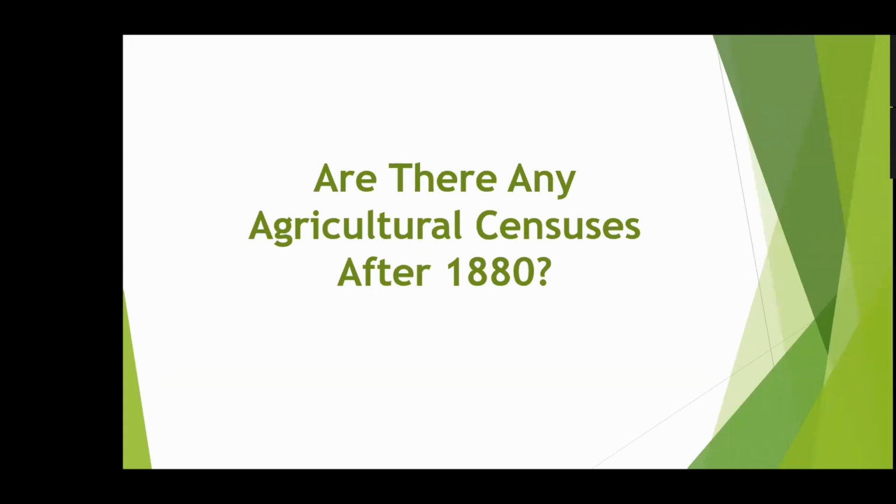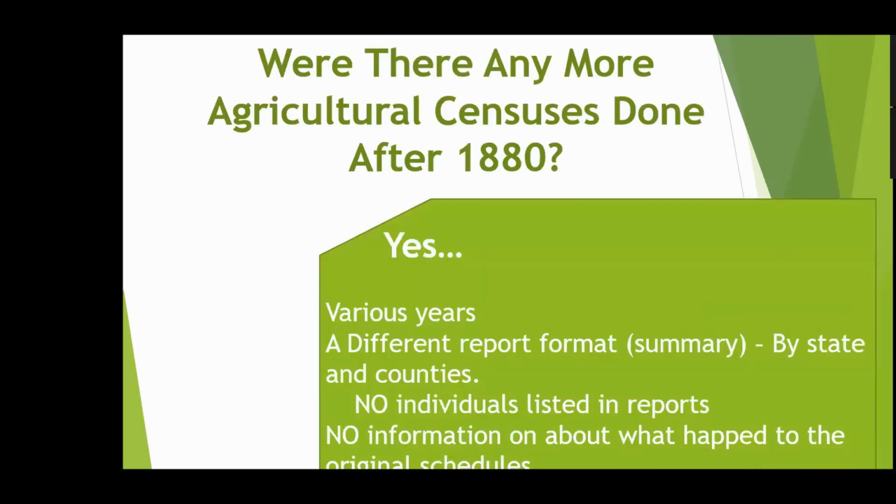Now here comes a question. Were there any agricultural schedules after 1880? Yes, various years, sometimes between the population schedules. There is an article out there about the different years on the Bureau of Census site, plus that article from Kimberly Powell that I put into your handout also mentions the various years they went to after 1950.